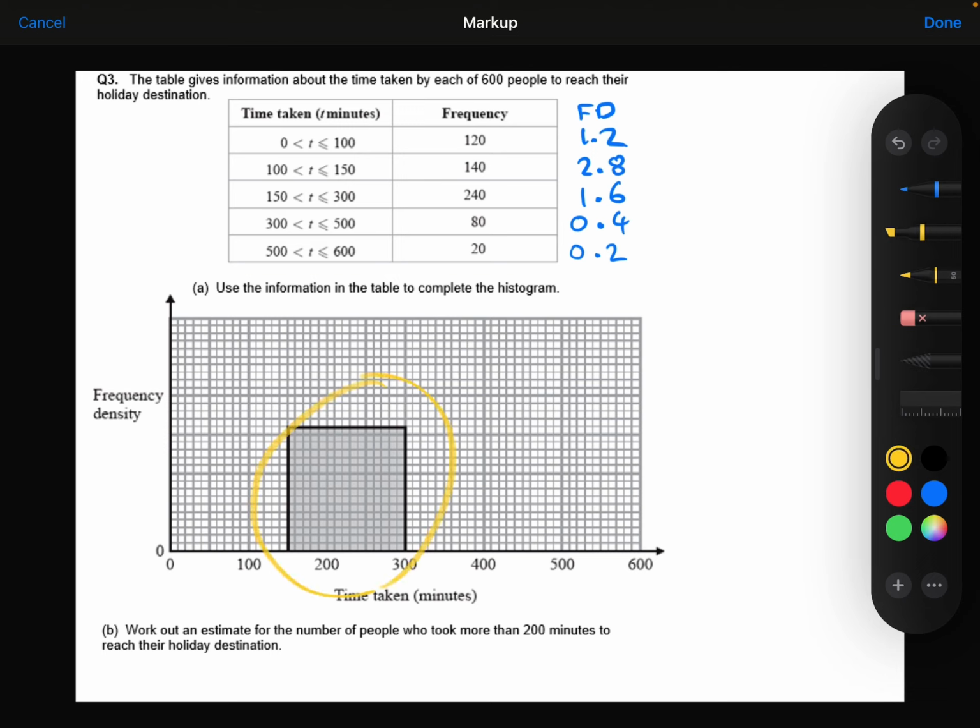Now I do notice that we've got one bar on our histogram already. I notice that that's between 150 and 300. That's this information here. So the frequency density there is 1.6. Now that gives me a clue about what the rest of this scale is going to be, because that makes me think that this could be 1.5.